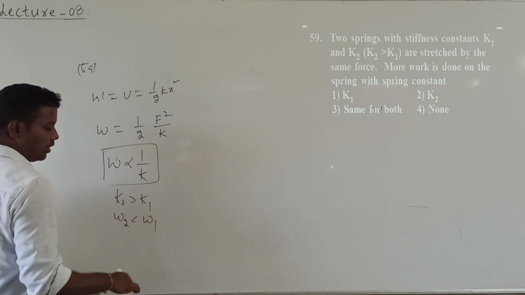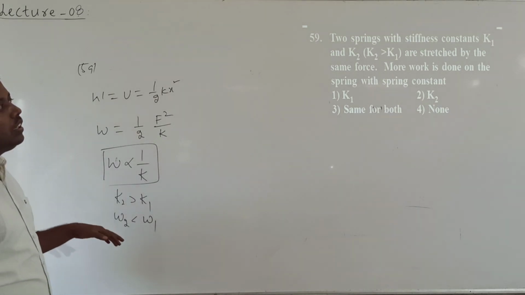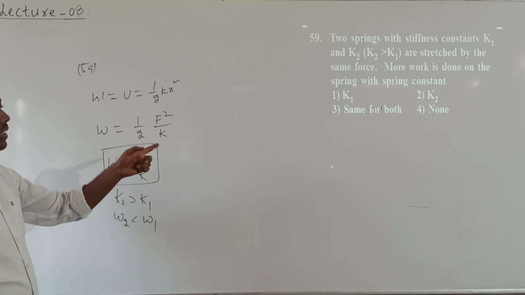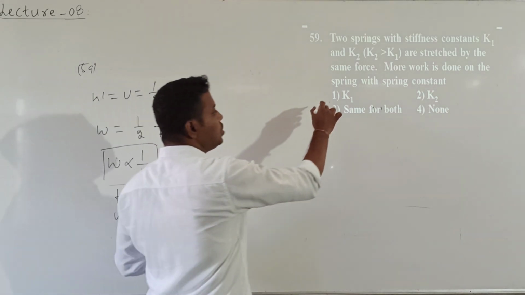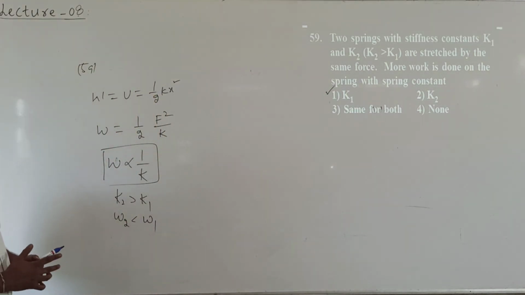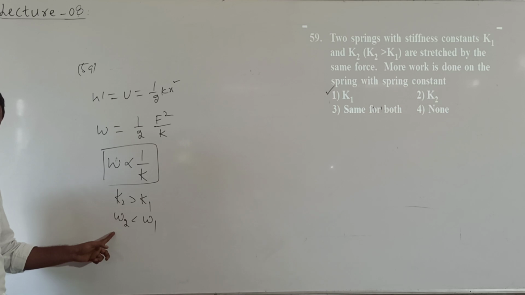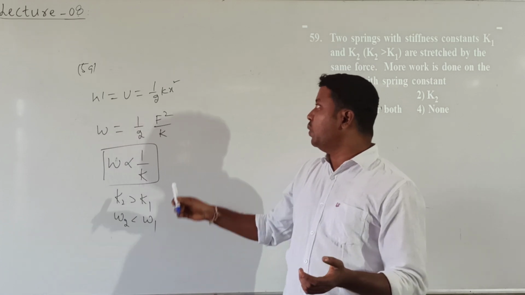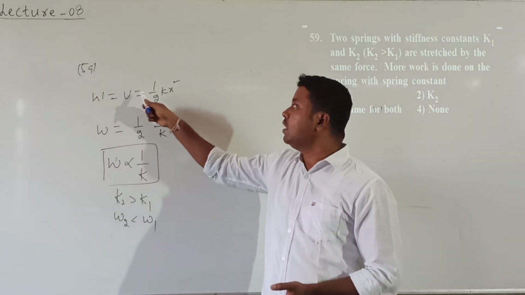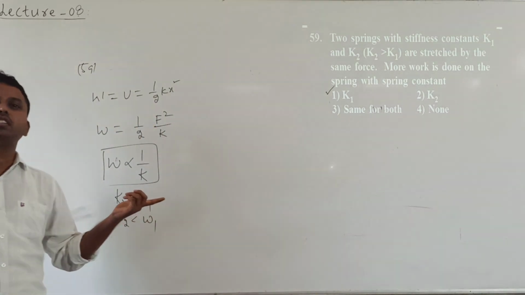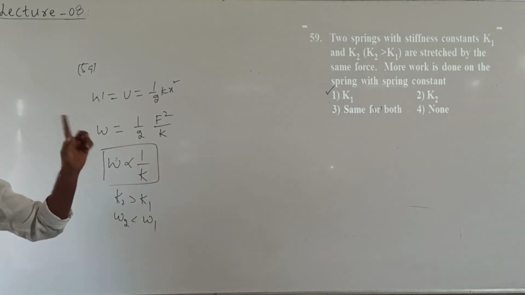W2 is less than W1. So more work is done for which one? More work is done for K1. Question understood? For K1 you need to do more work, since K2 is greater than K1 and the same force is applied. You may think, sir, whenever the K value is more, the work done has to be more. The work done is 1 by 2 into K into x square, which is directly proportional to K only when x is constant. But here the x value is not constant. Okay, this is question number 59.